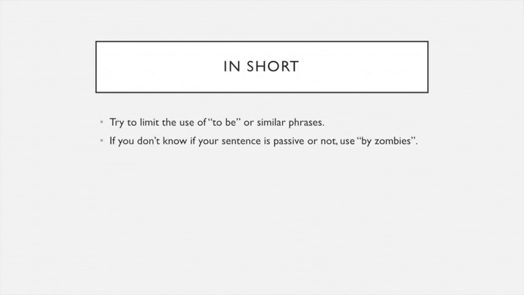So in short, what are we trying to say? What we're trying to say is we want to limit the use of "to be" or similar phrases because these are again in the passive voice. And if we don't know how to really identify if a passage is in the passive voice or not, we can use the "by zombies" test. But most times you'll find that even with that, you'll still be unsure because the sentences will be much more complicated. In these cases, the go-to rule is to change past tense to present tense.